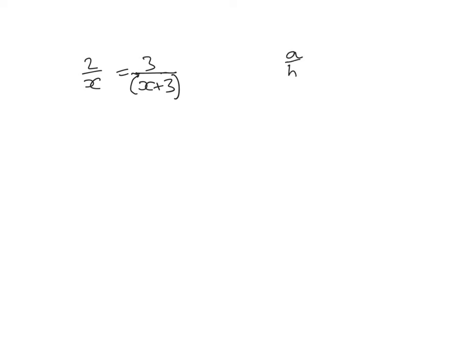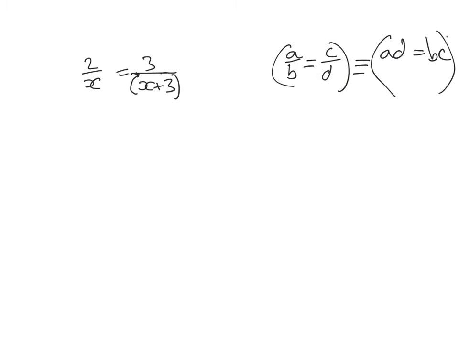Now, this is where we can use this. A over B equals C over D, okay? If you have something in that format, you can rearrange it into, make it exactly equal to this. AD equals BC. Okay, and that's what we call cross multiplying, because if you notice, what's happening is that's going up there and that's going there.